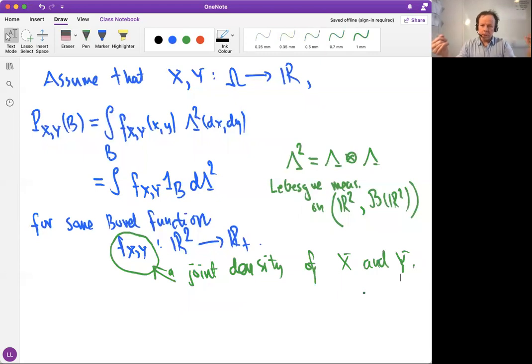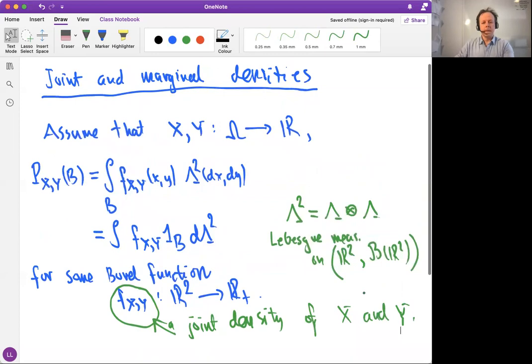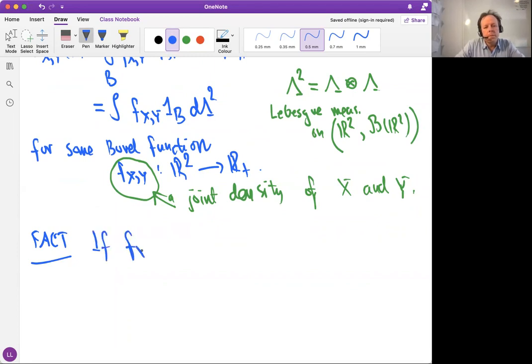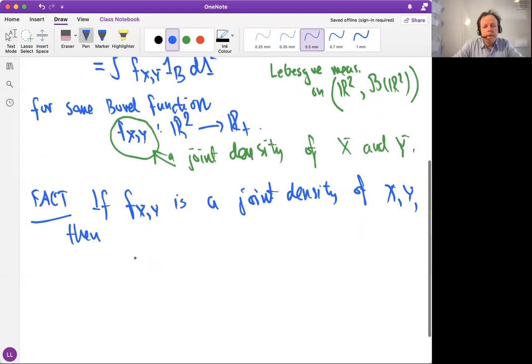Some random variables admit a joint density, some do not. If we have a joint density, let's do one theorem. So if f_XY is a joint density of X and Y, how could we obtain a density for f_X? In the usual way, we define f_X to be the integral of the f_XY.